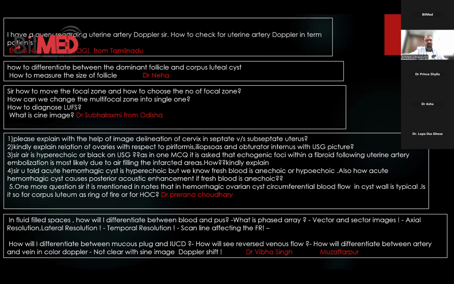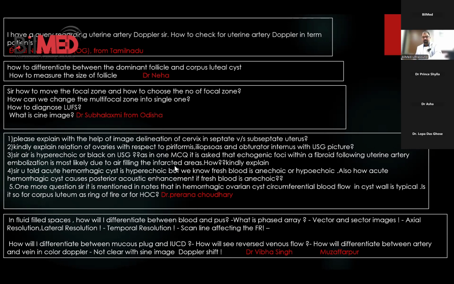That is a question from Dr. Sai. Next question is how to differentiate between a dominant follicle and corpus luteal cyst, and how to measure a follicular size. These are two questions from Dr. Neha. And next question from a doctor from Odisha by the name of Subhalakshmi is regarding the focal zones, how to change these focal zones, and so on. So I will be taking these questions. We are having about 10 to 15 questions today.